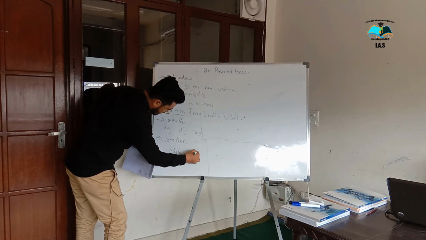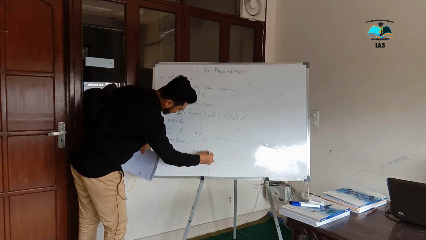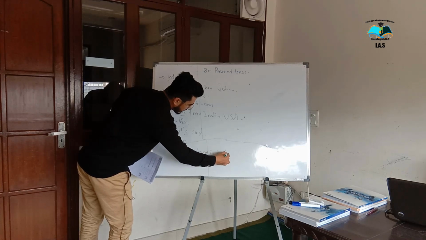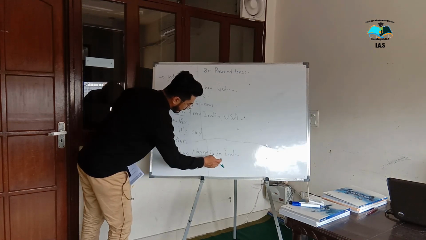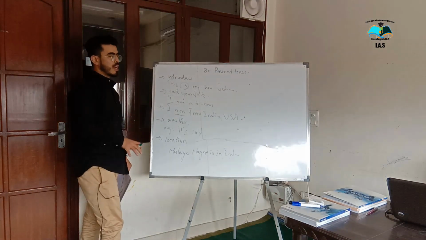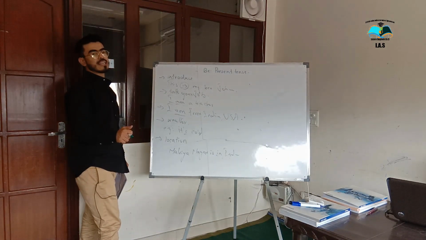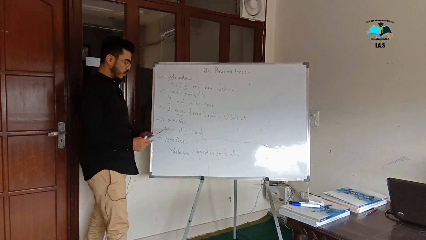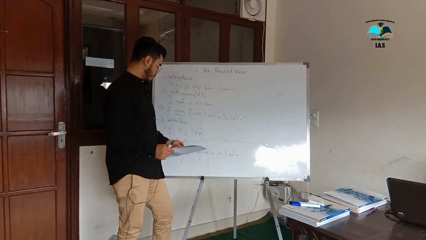Malviya Nagar is in India. See, again I used is here, or India is in Asia, or US is in America. So what do we use? We use be to show the location.